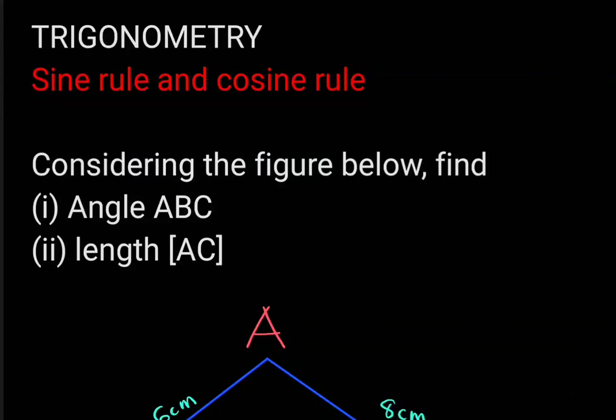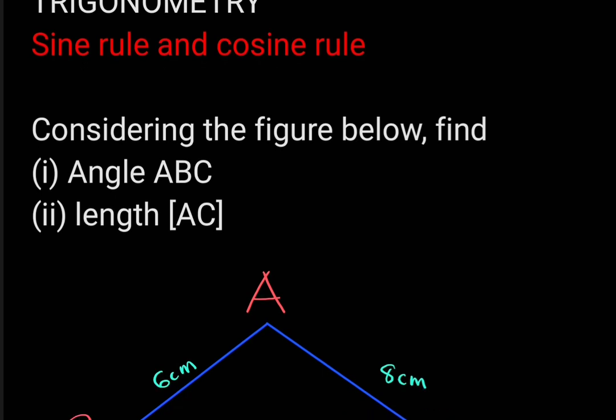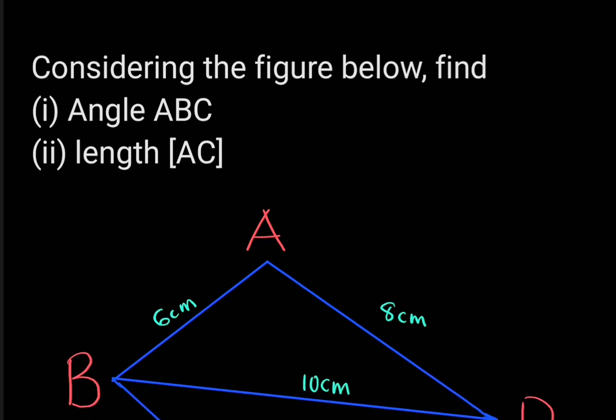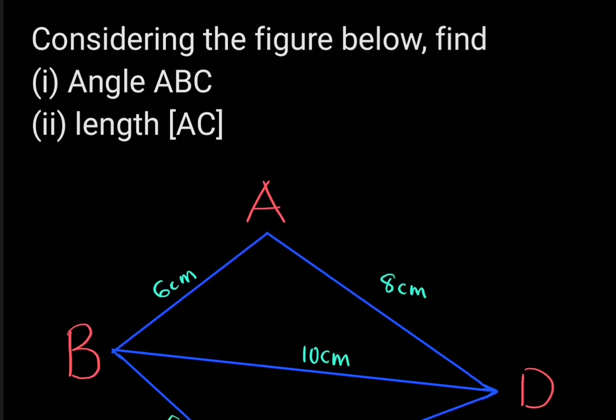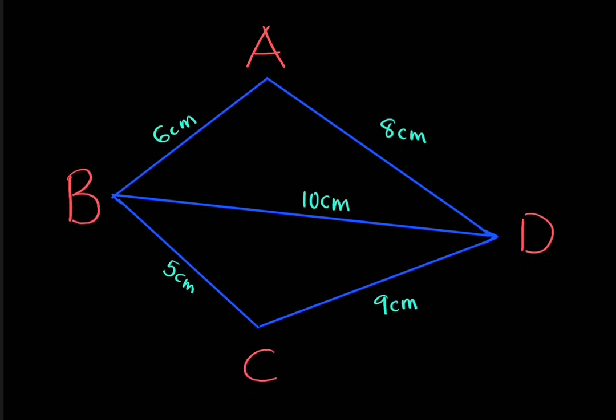Hey students, this is an interesting question under trigonometry. Okay, we have a diagram. The question says we should consider the figure below. Find the angle ABC and the length AC. It is very important that we understand what they are asking us to find.